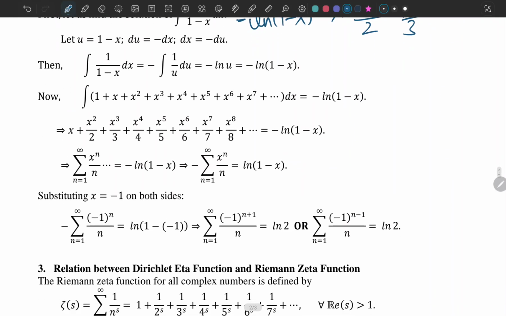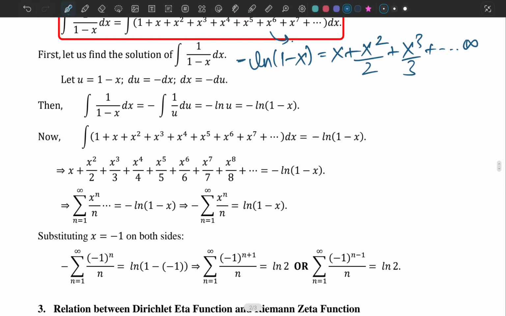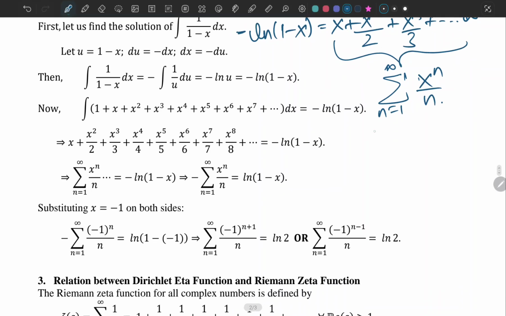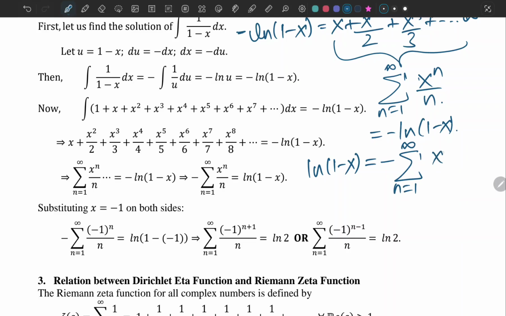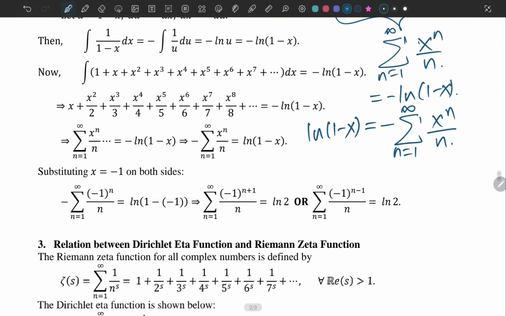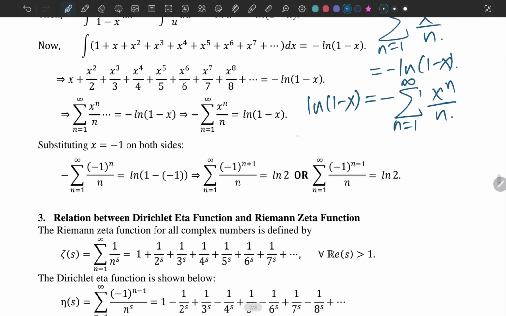Okay. Now if we talk about this one, we can write this as the infinite series as n goes from 1 to infinity of x to the n over n, right? So that was equal to negative of ln of 1 minus x. So ln of 1 minus x comes out to be negative of the infinite series as n goes from 1 to infinity of x to the n over n, right? And now we're just going to substitute x equals negative 1, right?